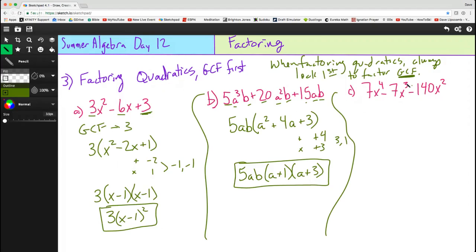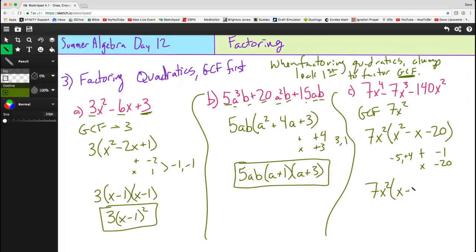C. Well, clearly on this one, we get at least a 7, but we also have x squareds in each one of these. So our GCF is 7x squared. So we get 7x squared times x squared minus x minus 20. And our numbers that add to negative 1 and multiply to negative 20, well, that's a negative 5 and a positive 4. So our answer is 7x squared times x minus 5 times x plus 4.